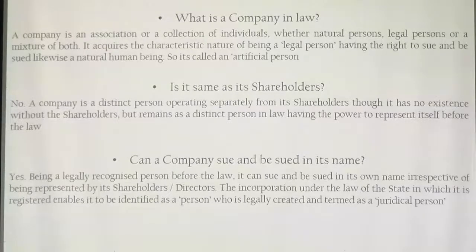So therefore, a company acquires the characteristic nature of being a legal person, that the law recognizes a company as a person before the law. Even though we may only see it on paper, or we may see it physically as a building, the law gives much higher recognition by making a company a legal person. A legal person that has the right to sue and be sued, likewise a natural human being. So, if you leave a natural person aside, we can call a company an artificial person, an artificial person created by the law. But in legal context, we call it a juridical person.